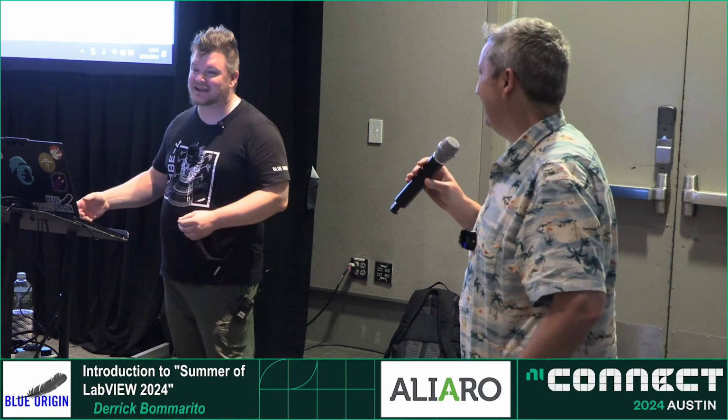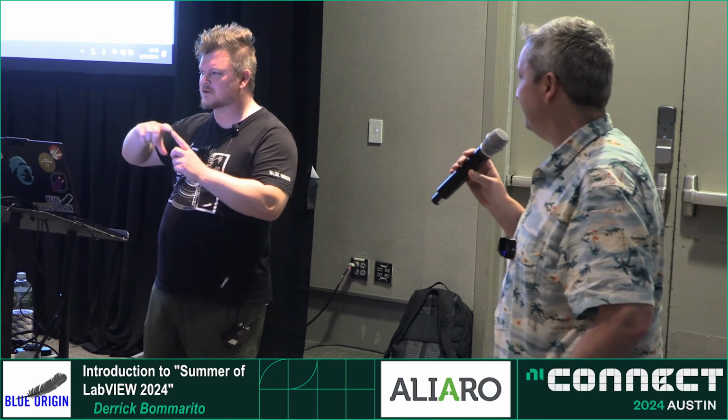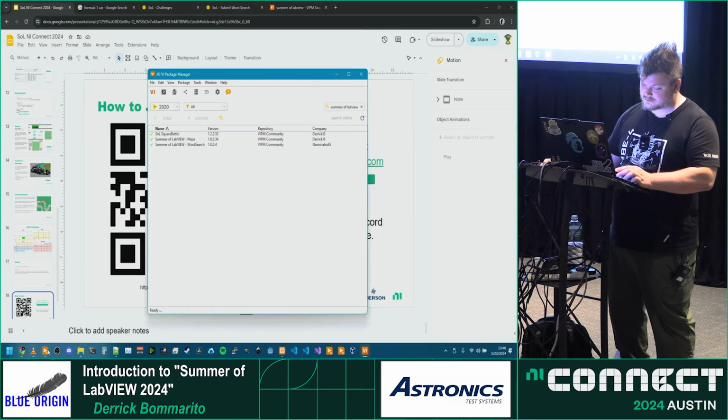So last year, people came up with an implementation that would use the VI Server property node or invoke node to get a screenshot of the front panel. They do image recognition, so let me pull up Square Battle. They would figure out where the opponent squares were.